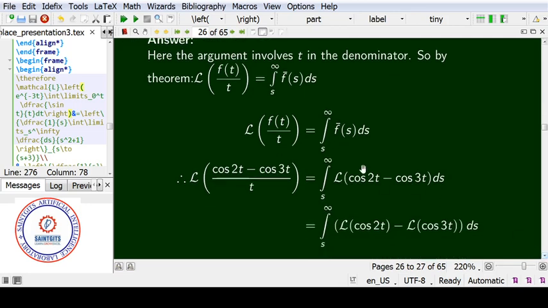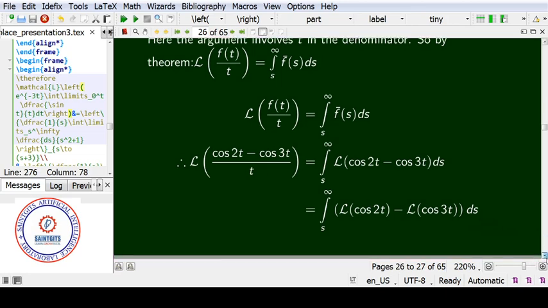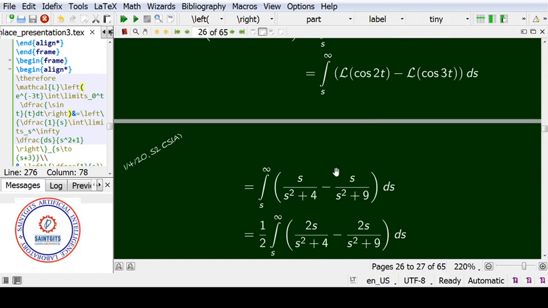Laplace transform is linear, so L of cos 2t minus L of cos 3t. L of cos 2t is s by s square plus 4. L of cos 3t is s by s square plus 9. Substitute that. Now we are going to integrate this, and we simply recollect this form. S square plus 4, its derivative is 2s. If you get 2s in the numerator, we can say it is the du by u form. Integral du by u is log u or ln of u. To make it 2s, we simply take 1 by 2 outside and put 2 here and here.